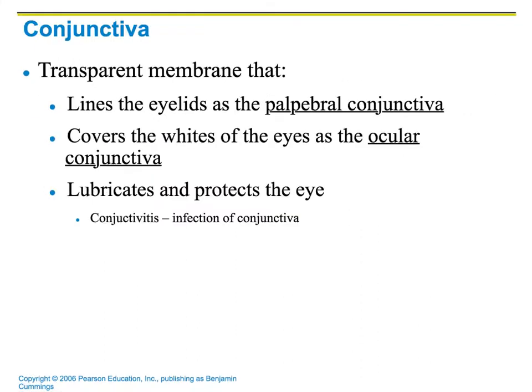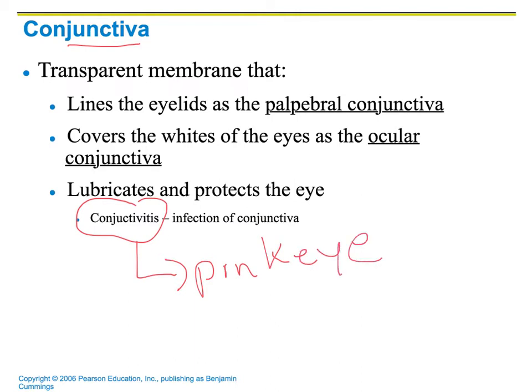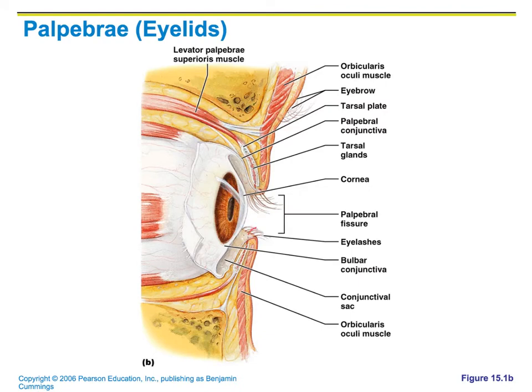The conjunctiva was discussed in terms of the disease conjunctivitis, otherwise known as pink eye, when this membrane becomes infected. The membrane has a protective function. It comes down the inside of the eyelid and around the front towards the cornea.